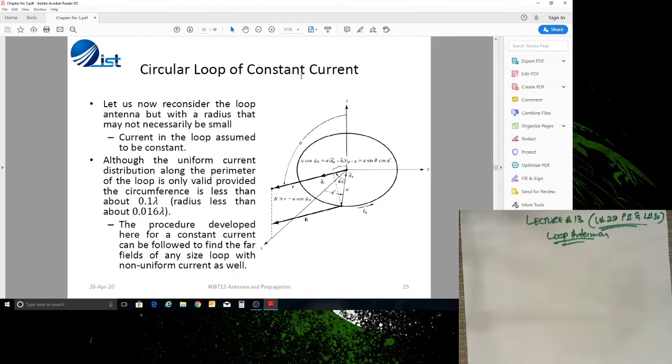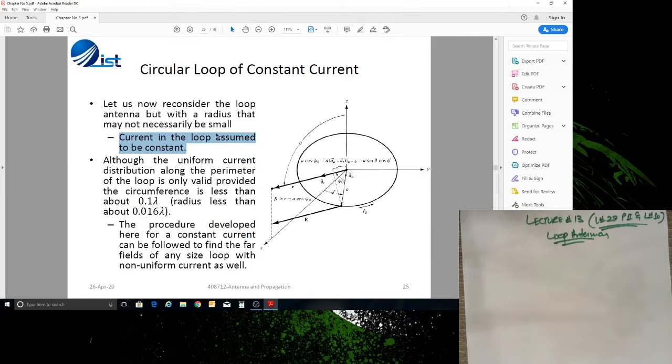So let's start the discussion of a circular loop of constant current. So earlier we talked about a small circular loop with constant current. This particular topic we're actually going to now consider a loop which is not necessarily very small, but still in this case we'll talk about current in the loop to be constant. Okay? Although the uniform current distribution along the perimeter of the loop is only valid provided the circumference is less than about 0.1 lambda, which is actually equal to the radius of 0.016 lambda.